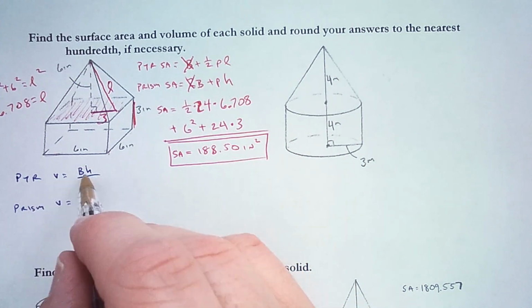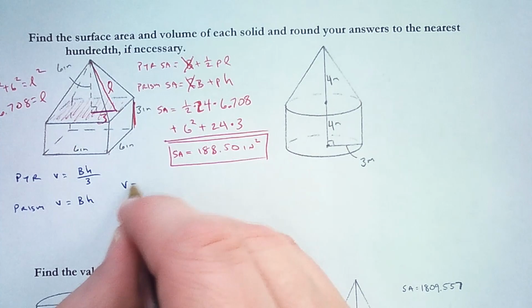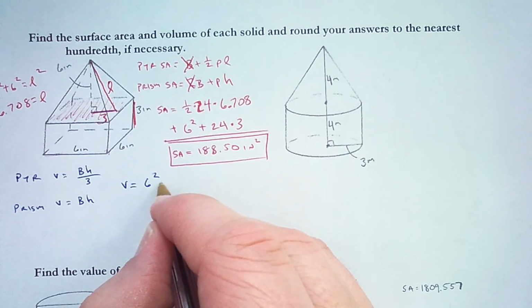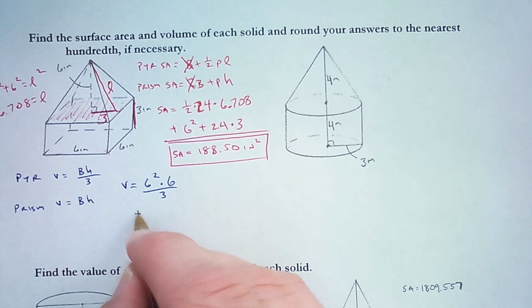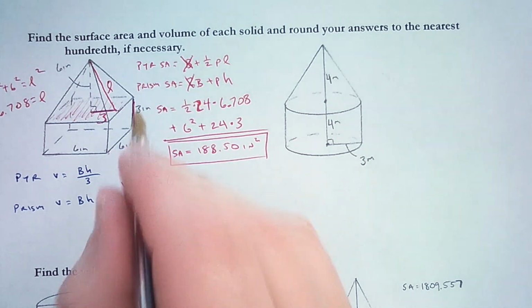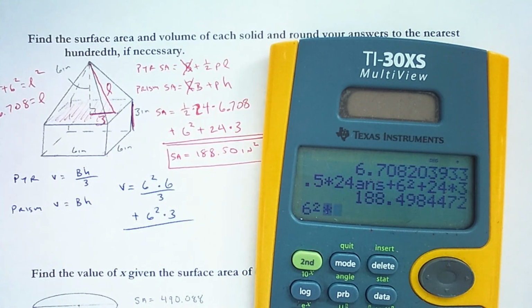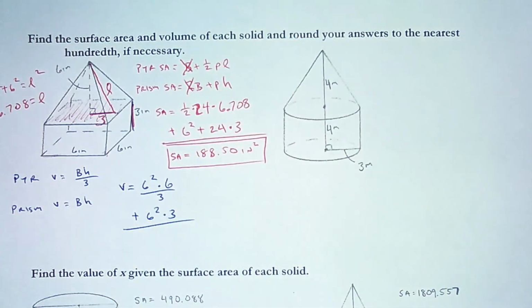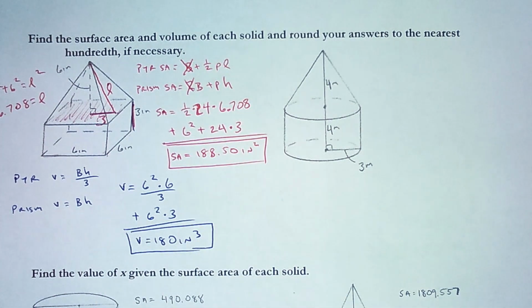Okay, so for the pyramid, we have area of the base, that's a square with side lengths of 6, so that would be 6 squared, times the height, which is 6, divided by 3. And we will add to that the volume of the prism, area of the base, 6 squared, times the height, which is 3. So we have 6 squared times 6 divided by 3, that's the pyramid, plus 6 squared times 3 for the prism, and we get 180. So the volume is 180 inches cubed.